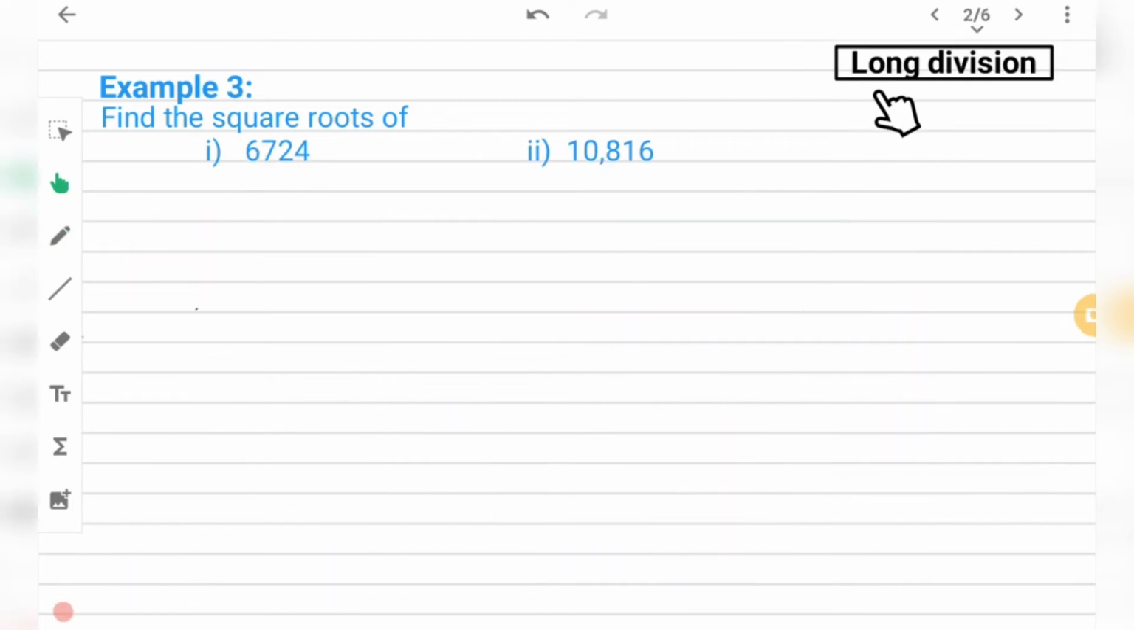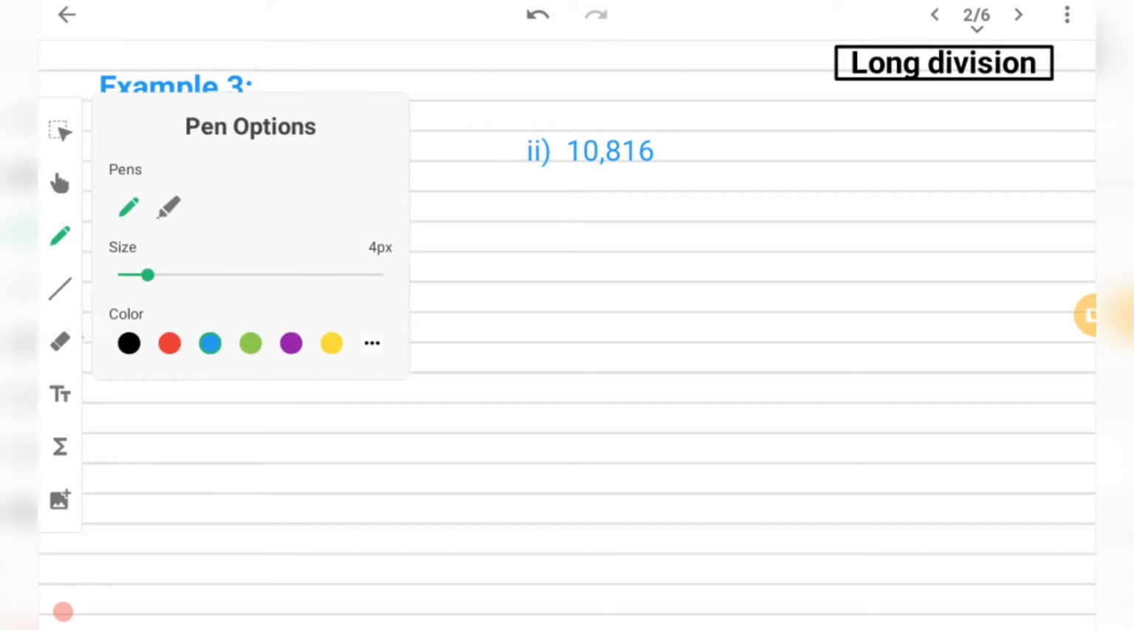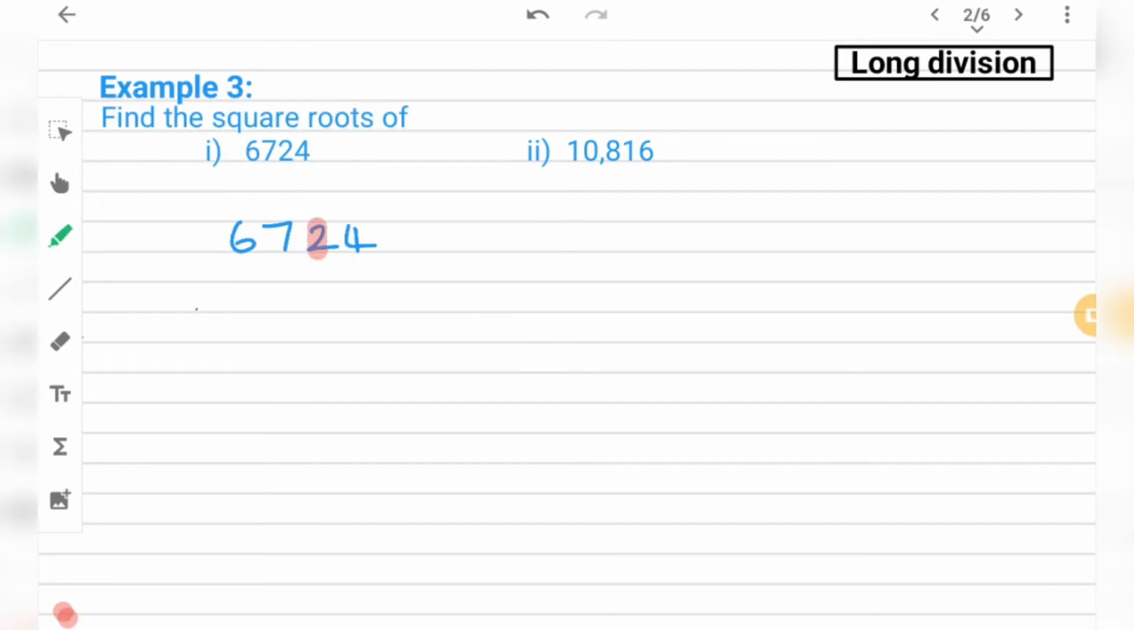We are going to see long division. When will we use this long division method? When a number is not a perfect square. So 6724 is not a perfect square. The first step for long division is you are going to make pairs. While making pairs, you have to move from the ones place. So 24 is one pair and 67 is the other pair.